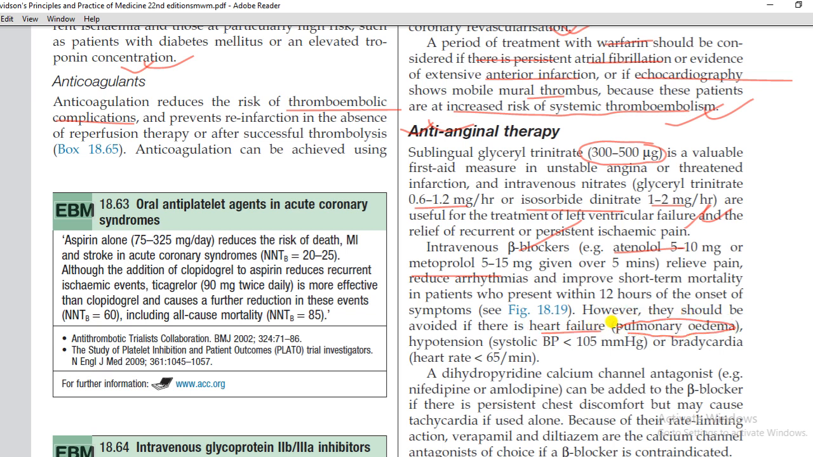Because beta blockers could cause bronchospasm. It might cause bronchospasm that might be fatal in case of heart failure, because in case of heart failure there is already pulmonary edema, and additional pulmonary edema plus bronchospasm could be fatal to the patient. They should also be avoided in hypotension and bradycardia.